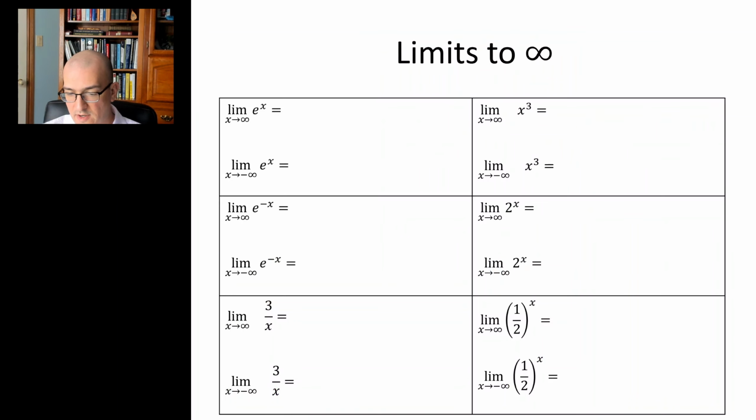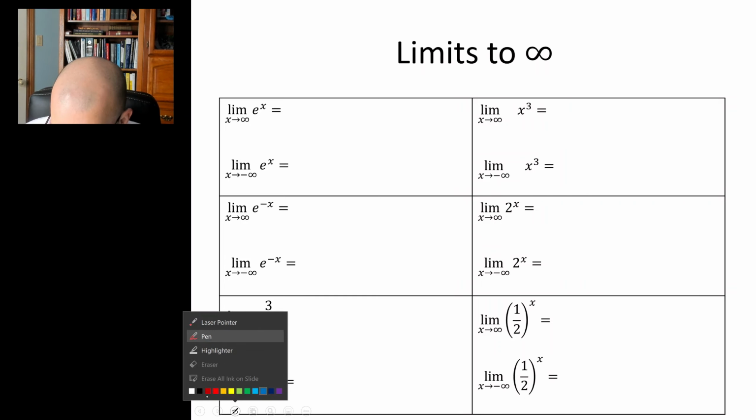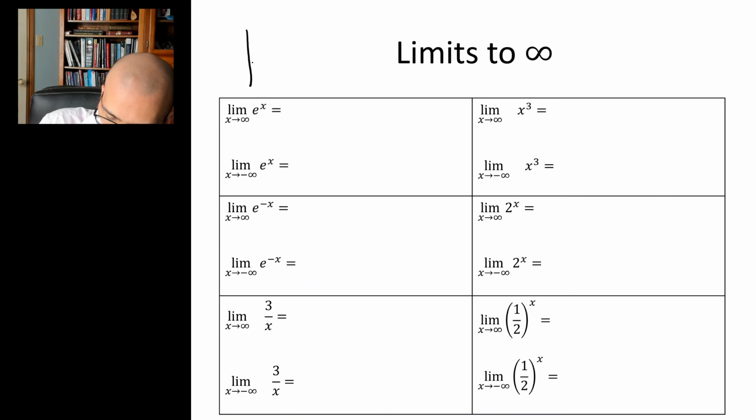Here are some other types of limits. We can understand each of these in terms of a graph as well, or we can understand them in terms of their algebra. I'm going to do both. So e to the x. I'm going to graph e to the x. Quick sketch of e to the x. Y equals e to the x has this shape.